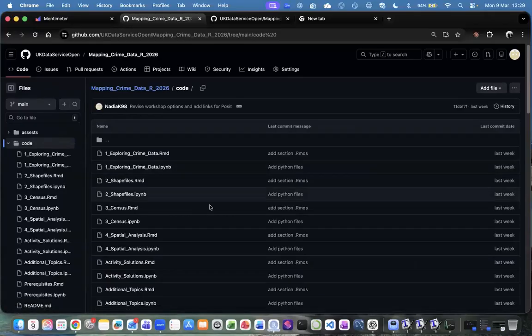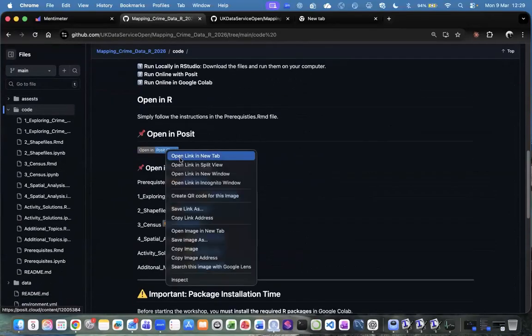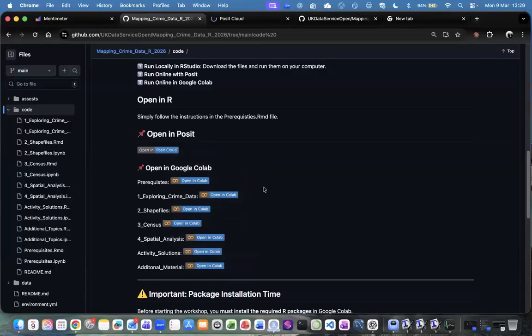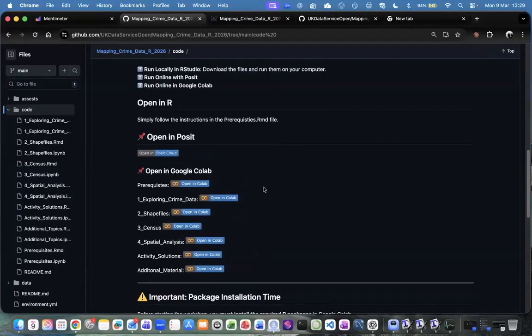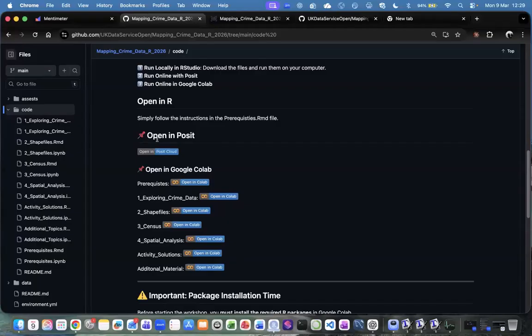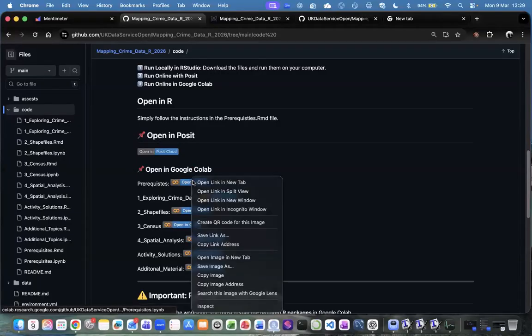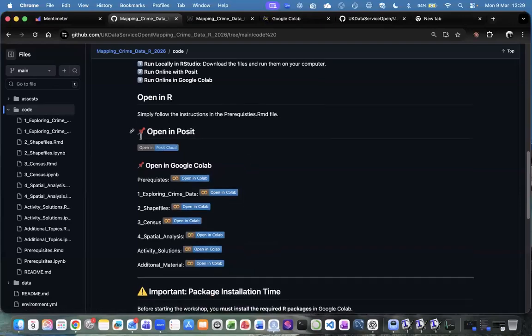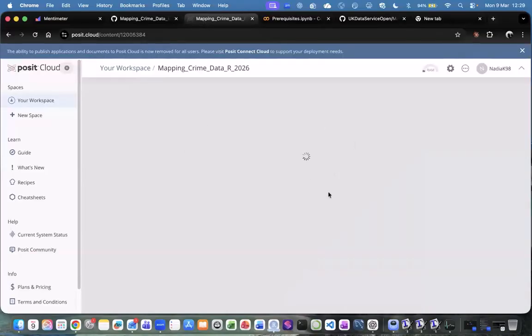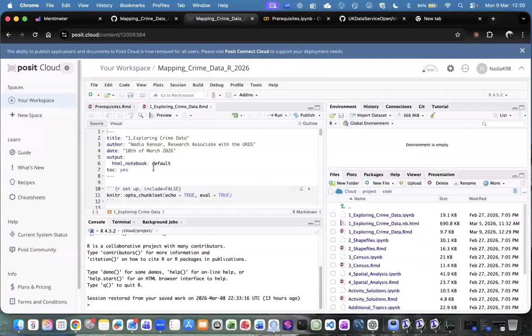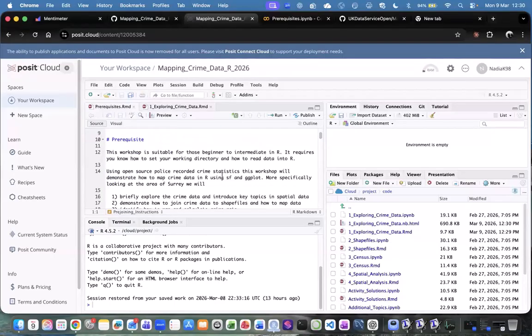The other option, for those who are not familiar with RStudio or don't want to install extra software or are just unsure about RStudio, is that I've created cloud-based links that allow you to work in RStudio without having to download anything. I've done this in two pieces of software. One is Posit, and Posit has allowed me to clone the whole RStudio into a cloud-based environment, which means you'll be able to run the workshop in your browser like so. Again, please read the prerequisites file.